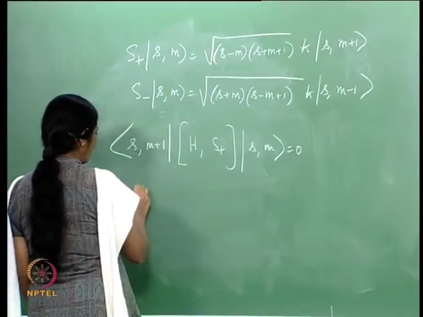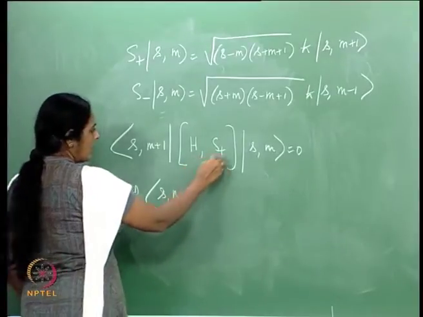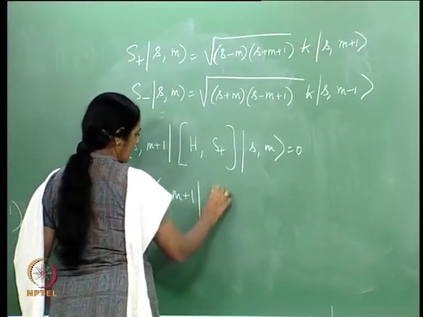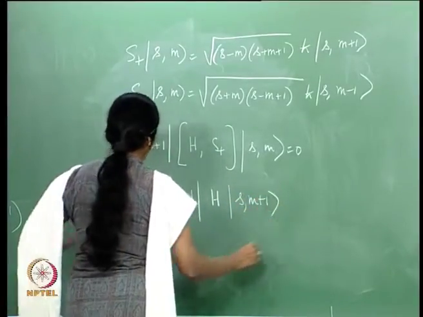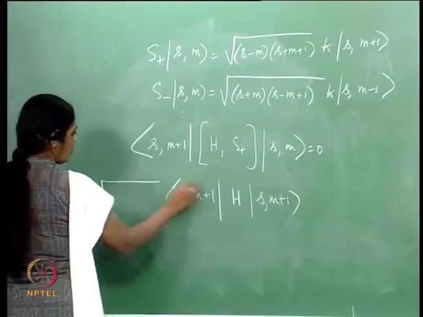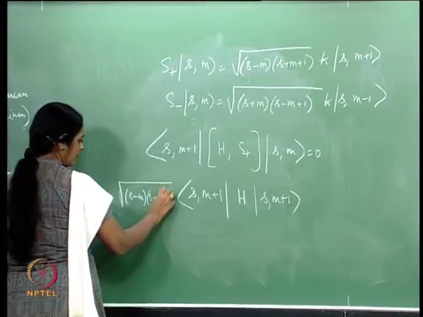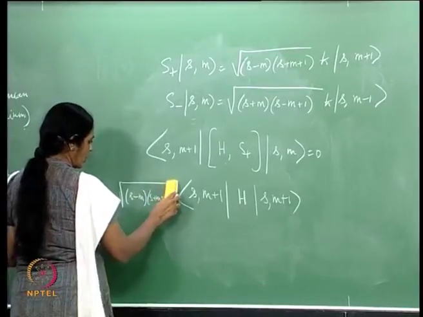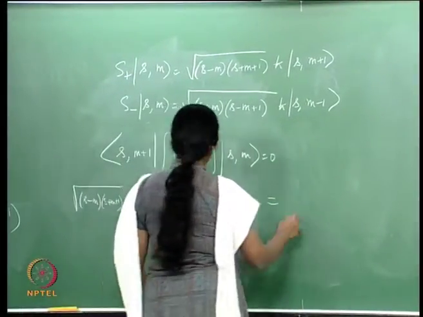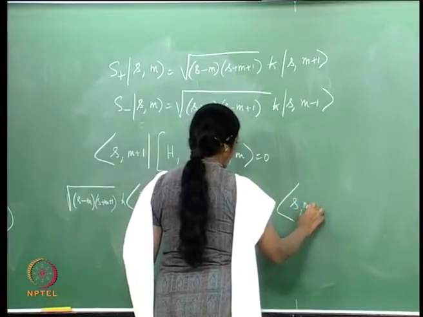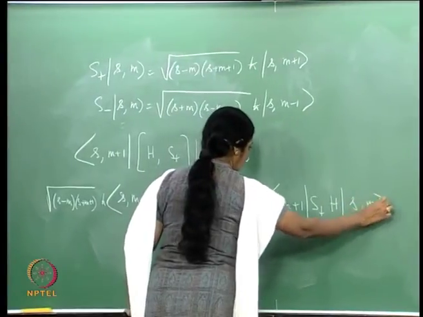and this implied ⟨S, m+1| H S plus |S, m⟩ gives me ⟨S, m+1| H |S, m+1⟩, pulling out this coefficient, root of (S minus m) into (S plus m plus 1) ħ. ħ is outside the square root. That is the first term, and this quantity is equal to ⟨S, m+1| S plus H |S, m⟩.